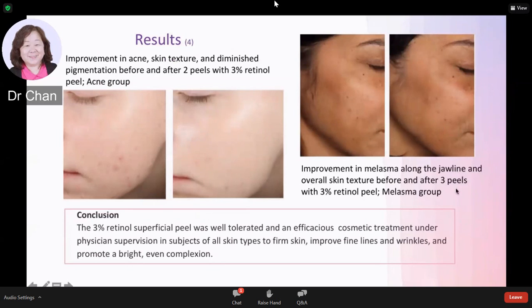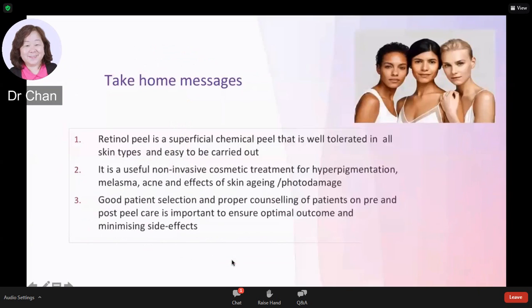In conclusion of this study, the 3% retinol superficial peel was well tolerated and efficacious, and is an efficacious cosmetic treatment, but it is conducted under the physician's supervision, for all skin types. They result in firmer skin, improved fine lines and wrinkles, and they also promote a bright, even complexion.